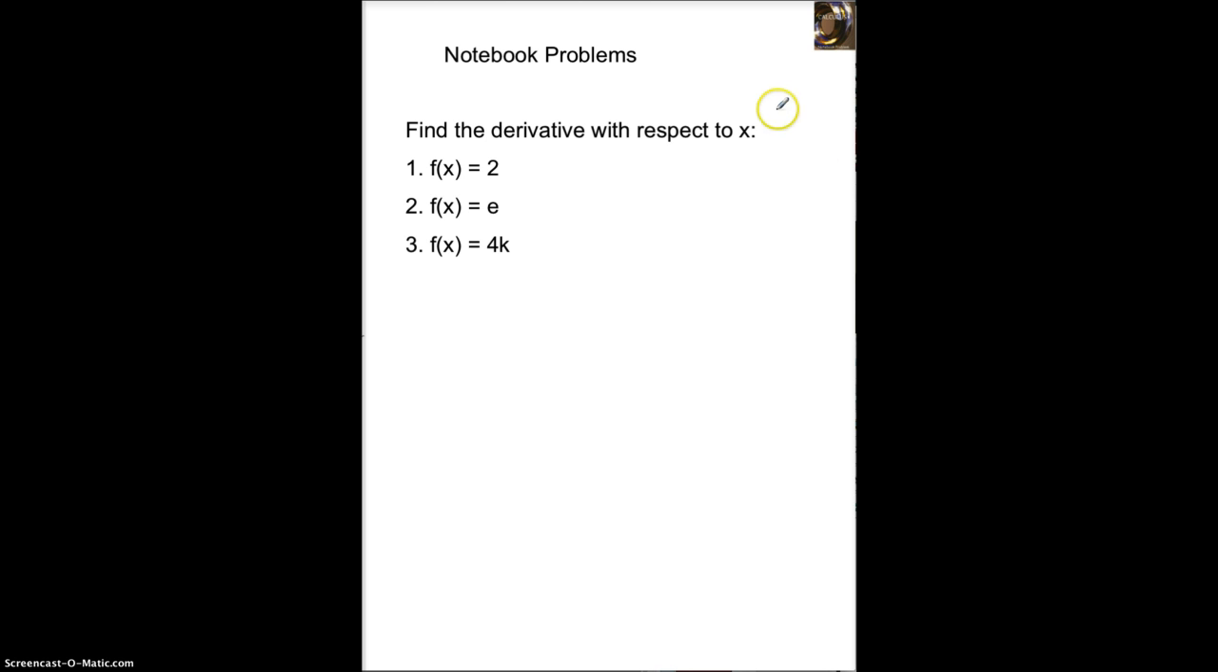All right, turn off the video and work a few of these. Now, k is just a constant and e is 2.71. Again, just a constant. Turn the video back on when you're ready to proceed.